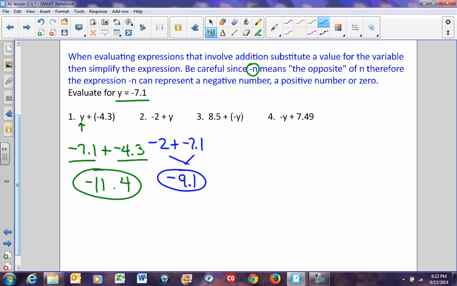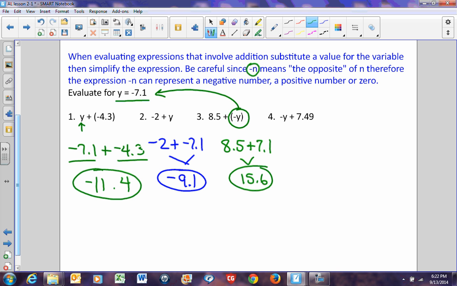If we look at number 3, 8.5 plus the opposite of y. That's what this is saying. This is not saying minus y. It is saying the opposite of y. Since y is -7.1, the opposite of y would be positive 7.1. So we actually are adding 8.5 and 7.1. And when we add those two numbers together, you get 15.6.